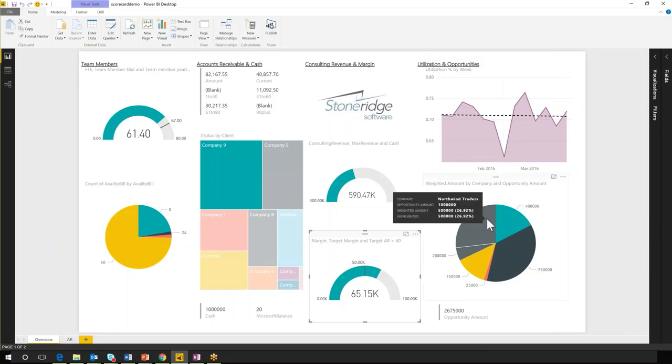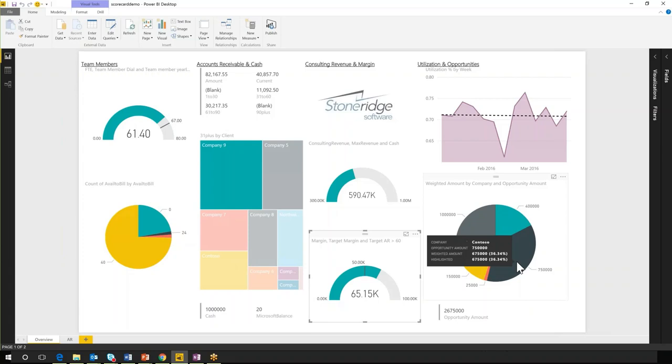And here's a chance to look at your pipeline. So this is the weighted pipeline, which shows you, okay, I've got a $1 million opportunity with Northwind Trailers, and its weighted amount is 500,000, which means that I've got a 50% chance, but it makes up 27% of my overall pipeline. So that's a big deal. I need to be worried about that. Here's Contoso, and that's a $750,000 opportunity. It makes up a big chunk of our overall pipeline. So it's something I need to be worried about.